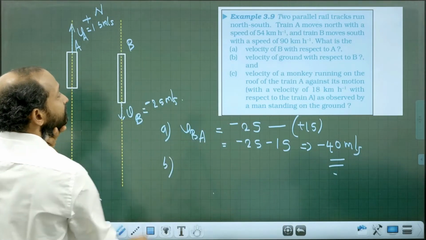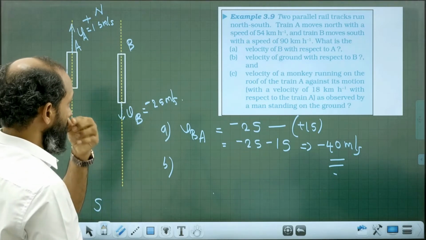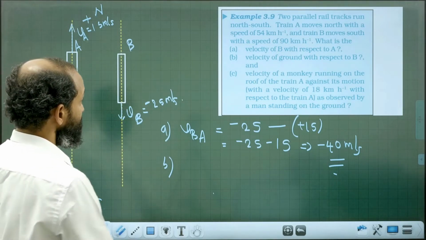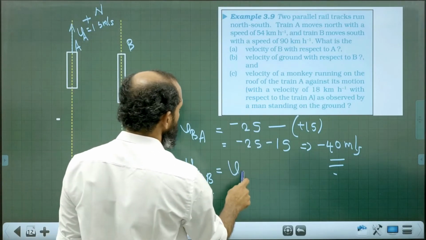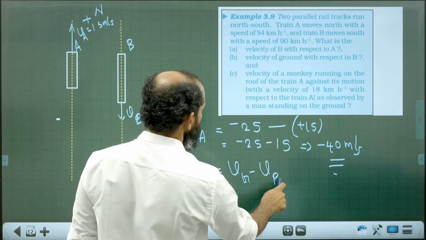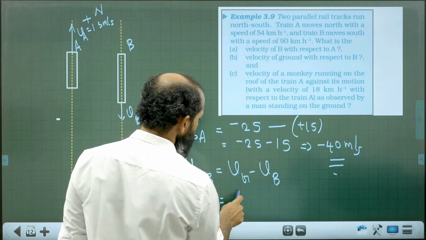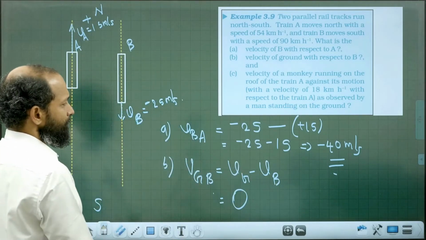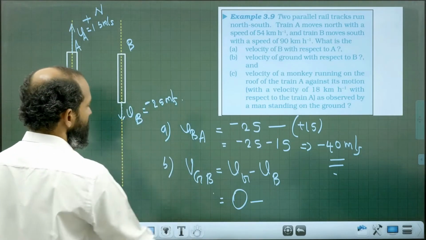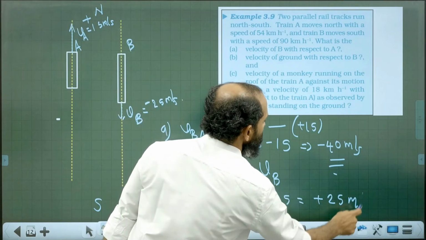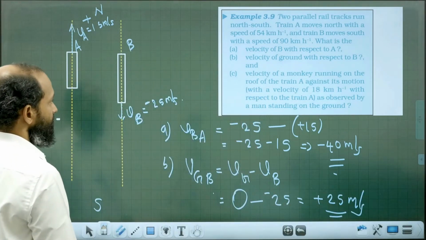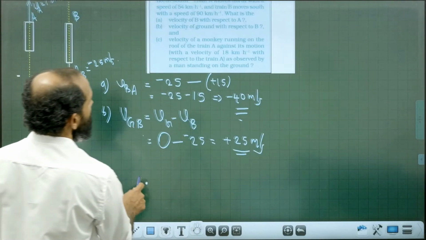Question number B. Velocity of ground with respect to B. Velocity of ground with respect to B equals velocity of ground minus velocity of B. Velocity of ground is at rest, minus velocity of B, minus 25. That is equal to plus 25 meter per second. Next one and the last one.